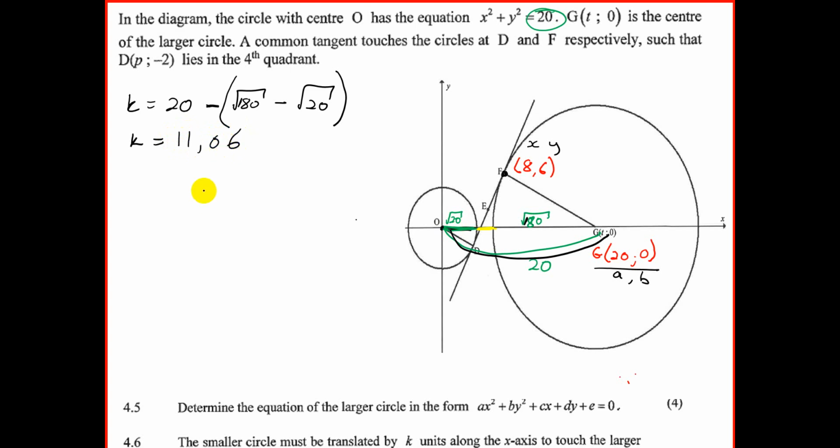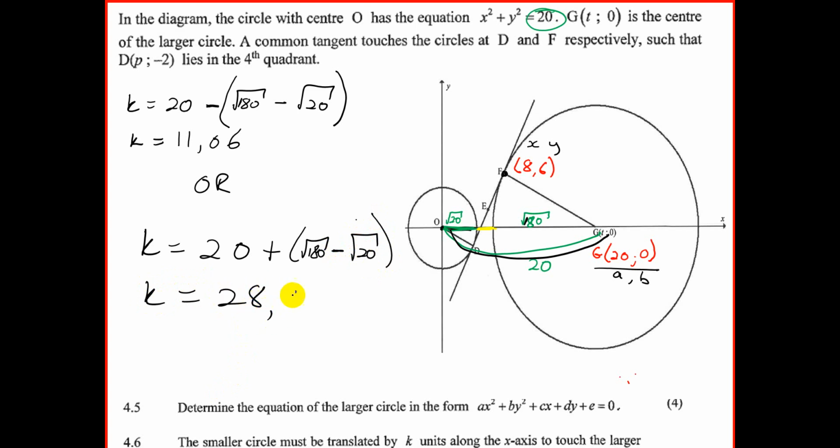Okay, but also for it, as it's being translated, it will move into the big circle, and to ensure it doesn't go beyond the touching, we would now have to take k and take the total distance of 20 and then add it to the difference of root 180 minus root of 20. And if you use your calculator for that, that will give you k to be equal to 28.94.